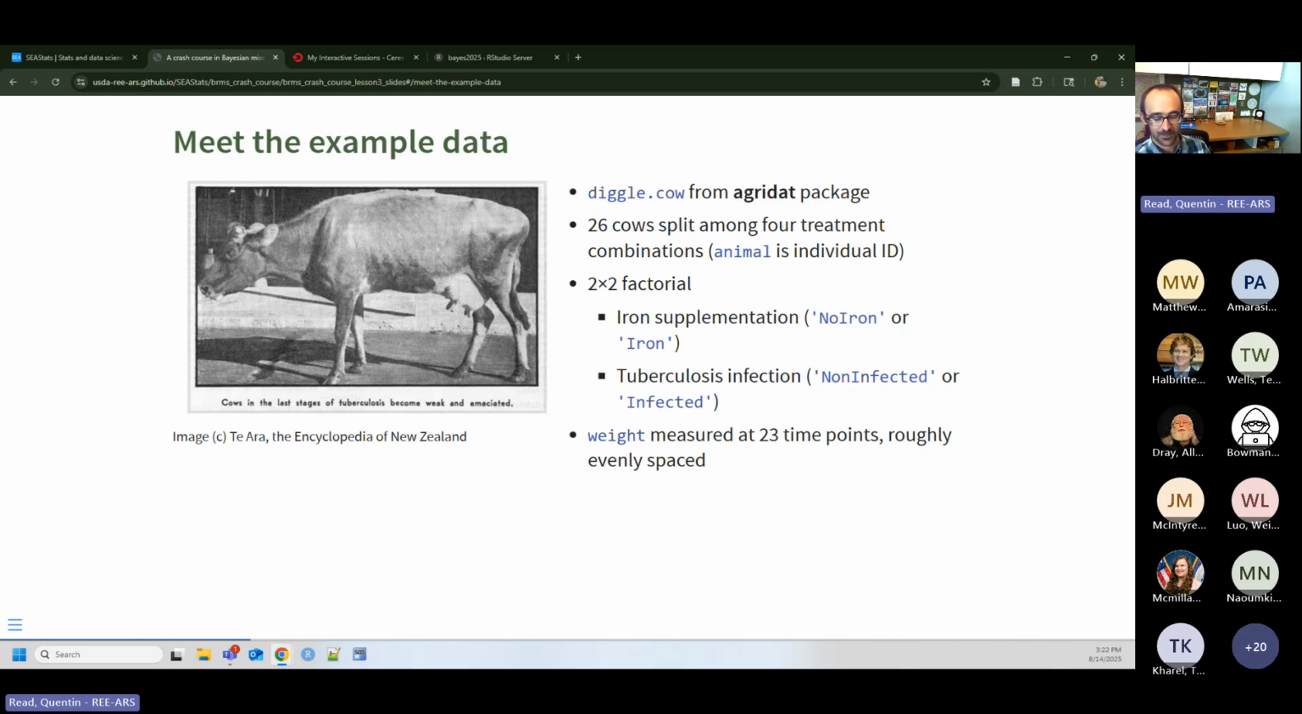But the repeated measures part comes in because each individual cow got weighed at 23 different time points, roughly evenly spaced. We're going to assume evenly spaced for the purposes of this analysis.